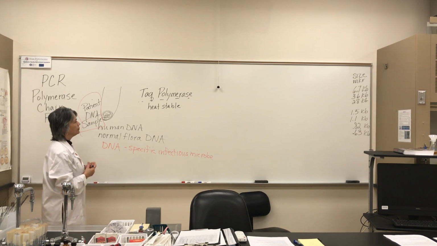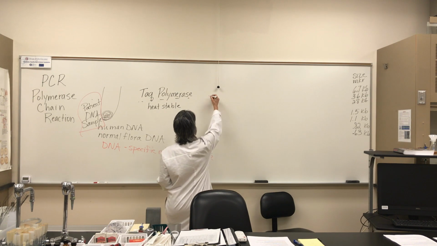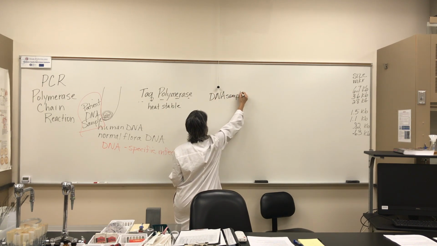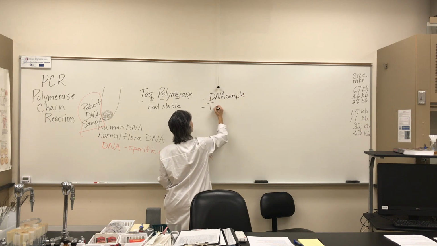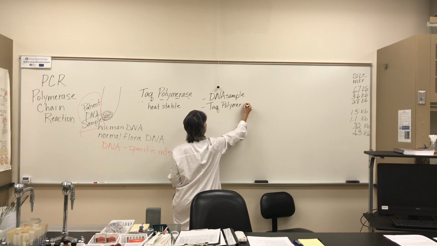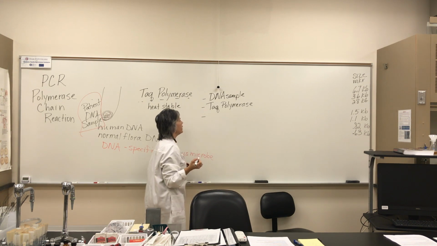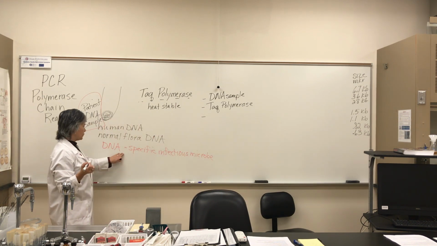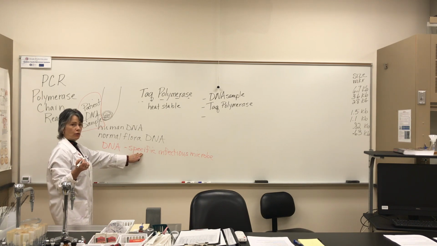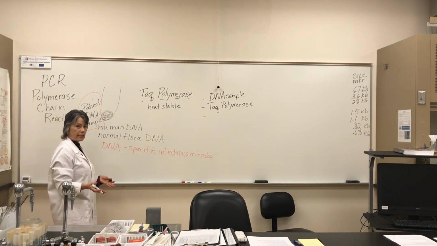Now, what do you need to do a PCR reaction? You need the DNA sample. You need the Taq polymerase enzyme. What are we going to be doing? I haven't talked about that. We're going to be copying a DNA region, very specific to a particular microbe. We're going to be copying DNA, that means we're going to be synthesizing DNA.